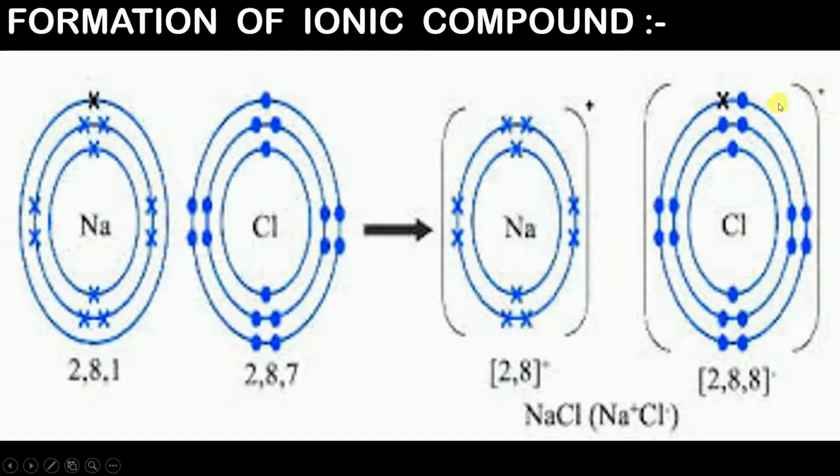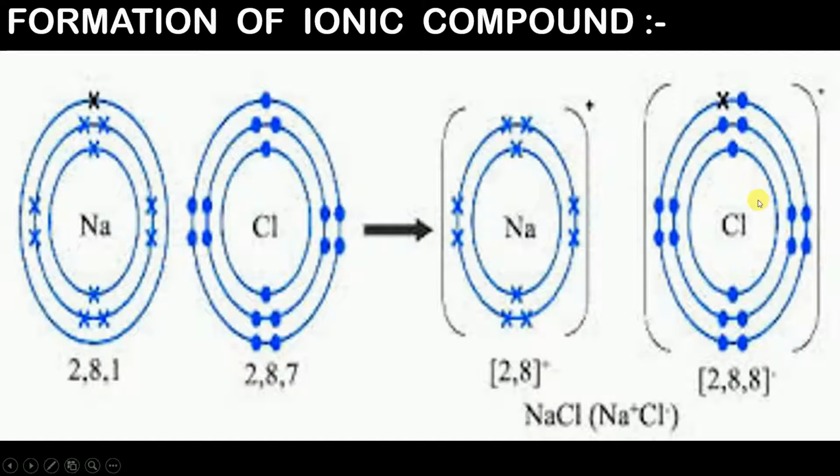And as we all know that opposite charges attract each other, therefore the positively charged sodium atom is going to get attracted towards the negatively charged chlorine atom, and due to this an ionic compound is formed between sodium and chlorine, which is called sodium chloride.